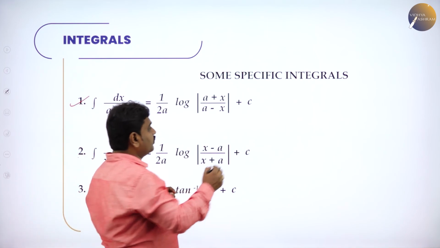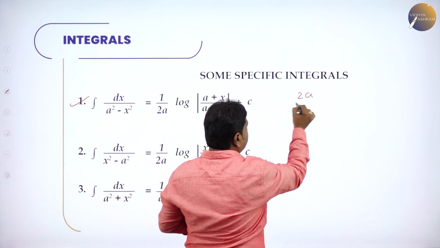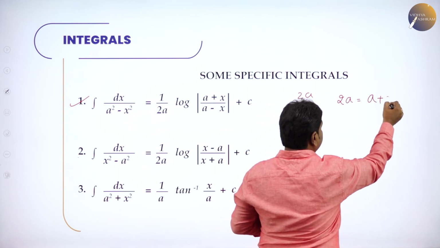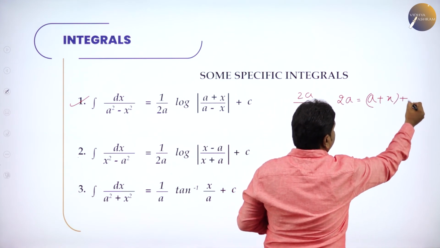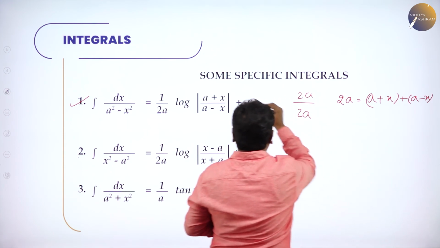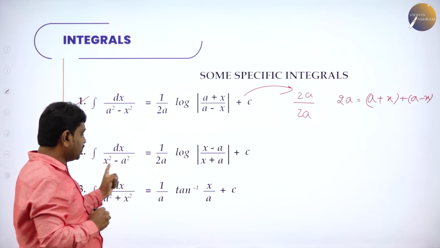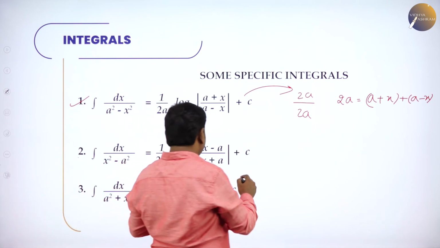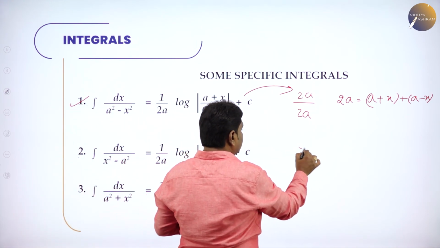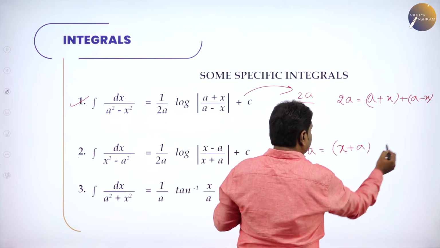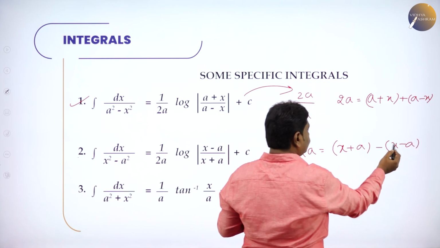To derive, what is the logic we used? First we divided and multiplied by 2a, then we wrote 2a. What is 2a? 2a can be written as a plus x, the factors, then plus a minus x. This is the hint of the first proof. And then I have derived integration of dx by x square minus a square. Again, here also we divided and multiplied, and then we wrote 2a as factors. What are the factors? X plus a and x minus a, and in between we should put minus to remove the x.